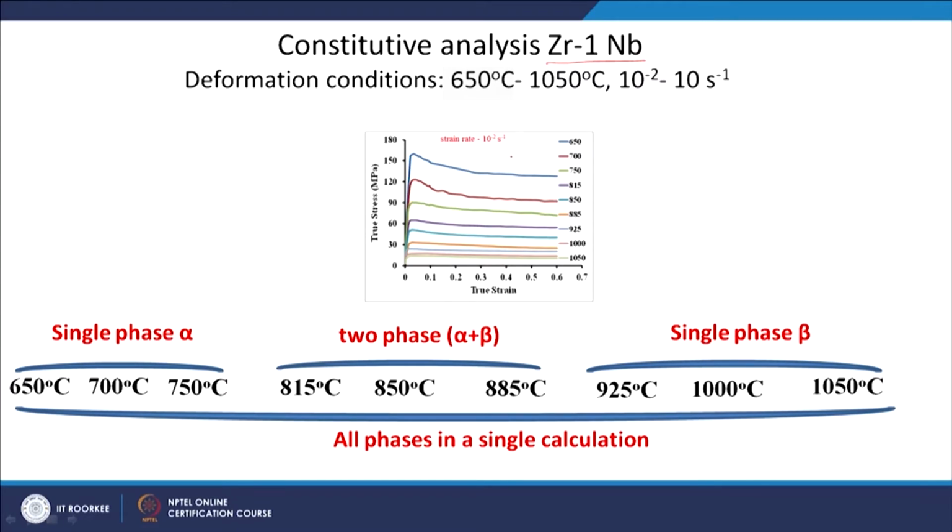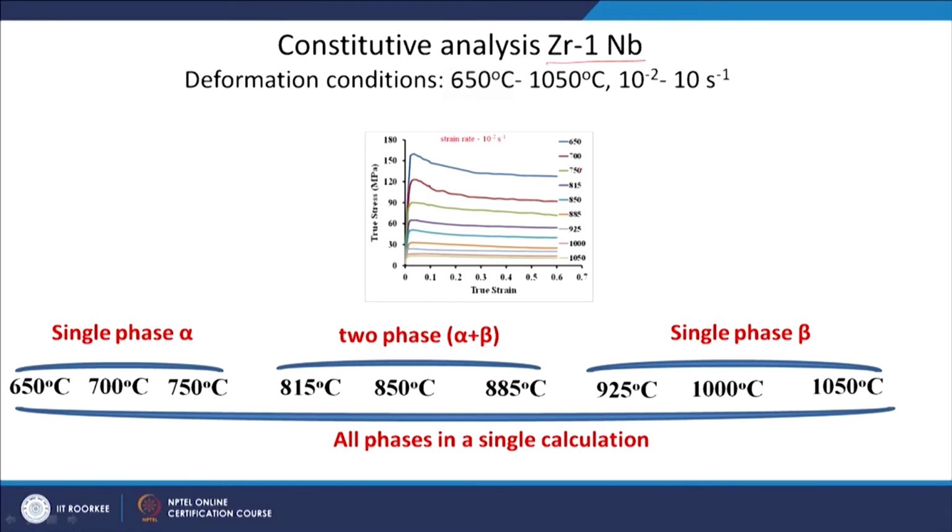For each strain rate we deformed the material at different temperatures, and these are the flow stress curves for the deformation process. Of course, you can see that at lower temperature the deformation behavior is different from the behavior at high temperature. It looks like a single peak, and then the steady state condition is reached. So, it is like a dynamic recrystallization process.